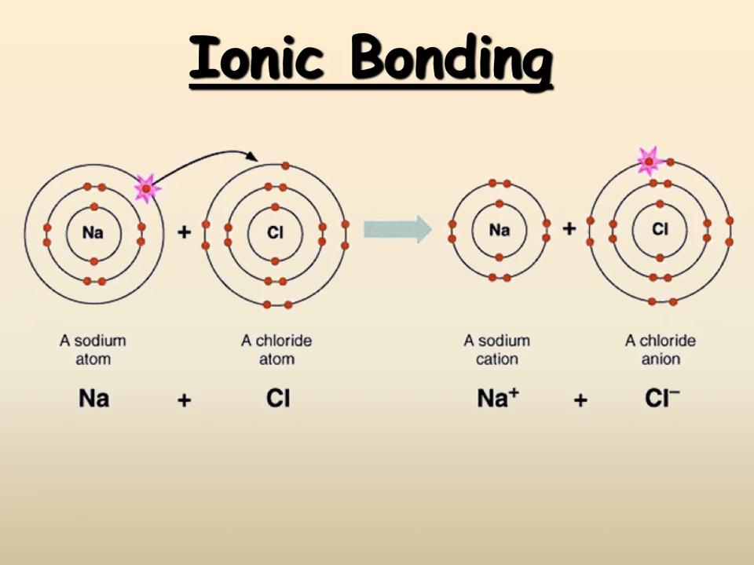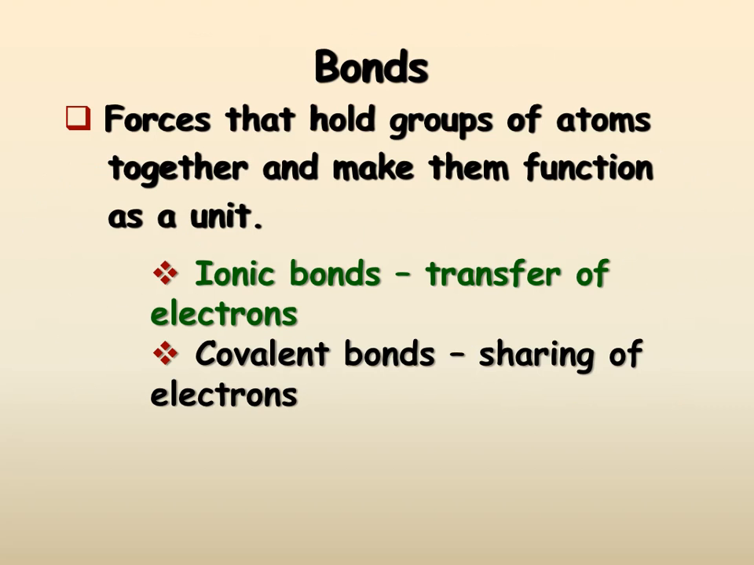So many of the trends that we've been talking about are leading up to the idea of bonding. And the first type of bonding we'll discuss is ionic bonding, which is the bonding between ions. So bonds in general are any sort of force that holds groups of atoms together to make them one unit, one molecule essentially.